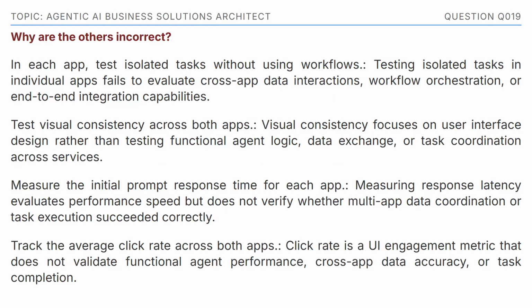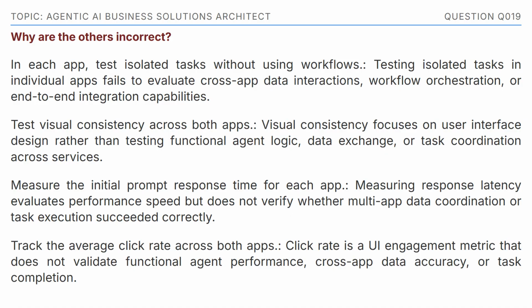Why are the other answers incorrect? Because in each app, test isolated tasks without using workflows. Testing isolated tasks in individual apps fails to evaluate cross-app data interactions, workflow orchestration, or end-to-end integration capabilities. Test visual consistency across both apps. Visual consistency focuses on user interface design rather than testing functional agent logic, data exchange, or task coordination across services.